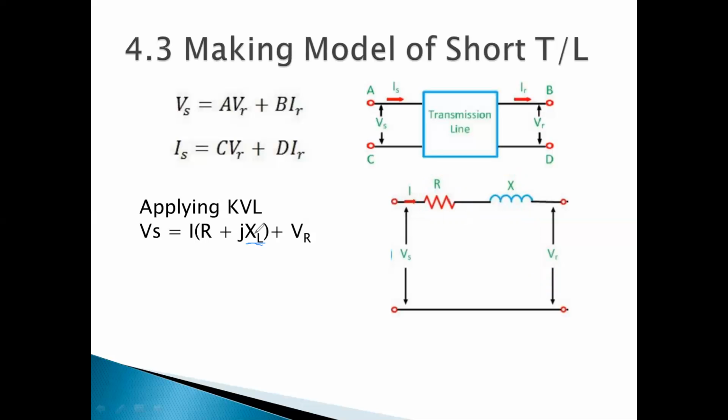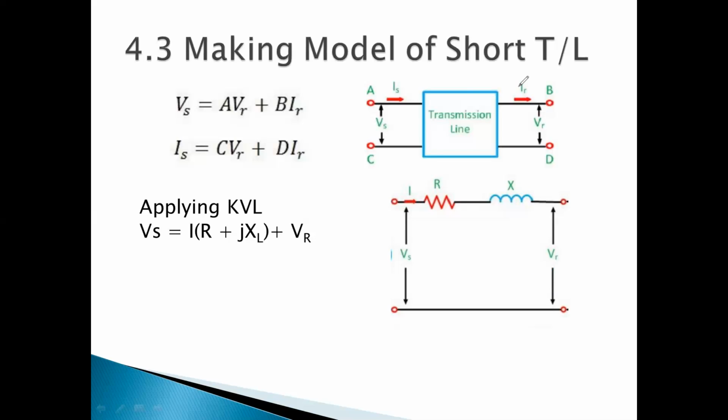So it is the IXL drop, or you can also write it like this. I can write Z, which is easy for me. This Z multiplied by I is the drop across the transmission line, and Vr is the drop across the load, or we can say that this is the voltage applied to the load. I have written it here.